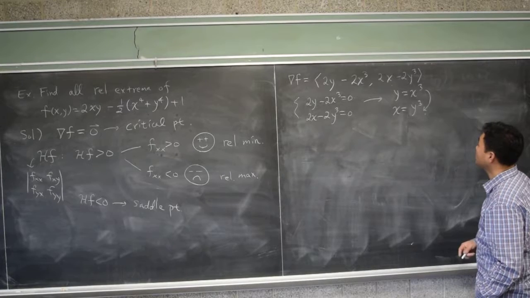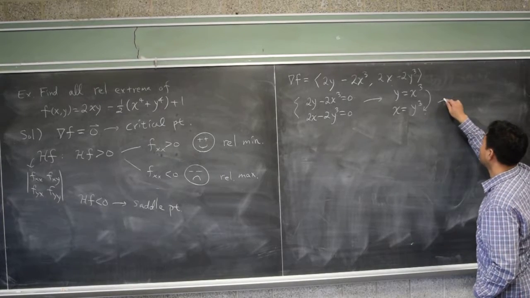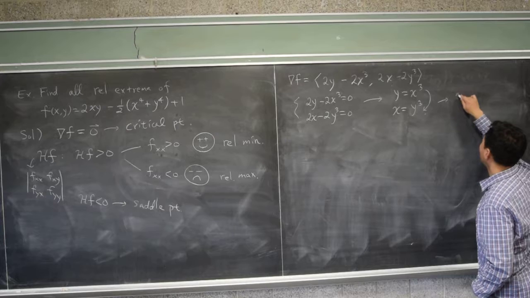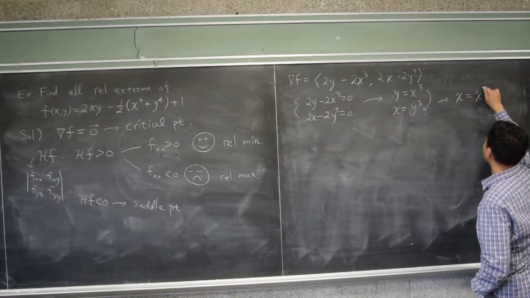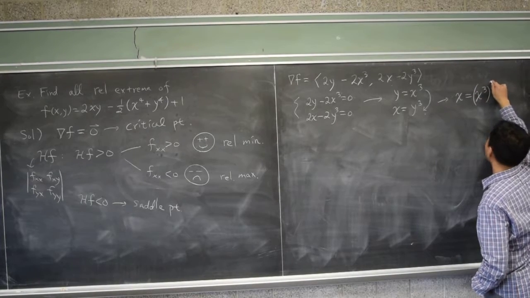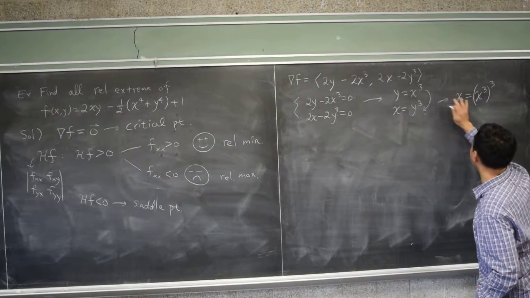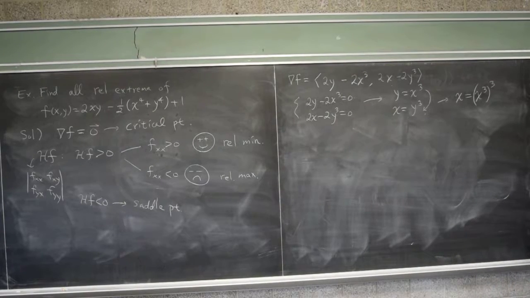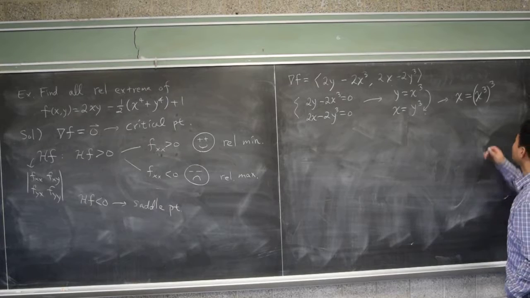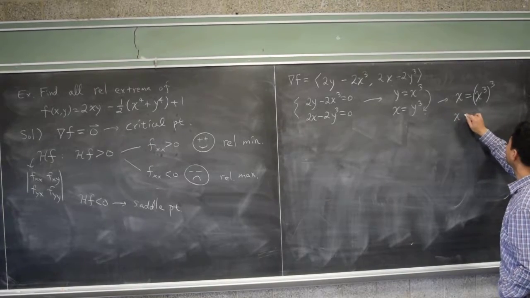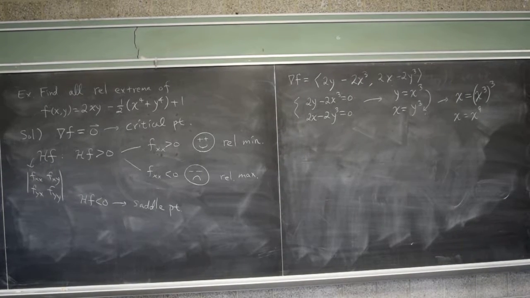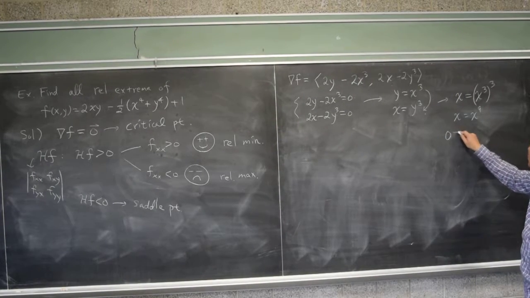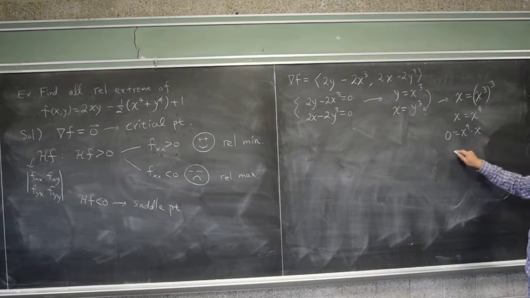And then I get x equal to x to the third power, because y is x cubed. So we get x equal to x to the 9th power, which can be factored like this. 0 is equal to x to the 9th minus x.